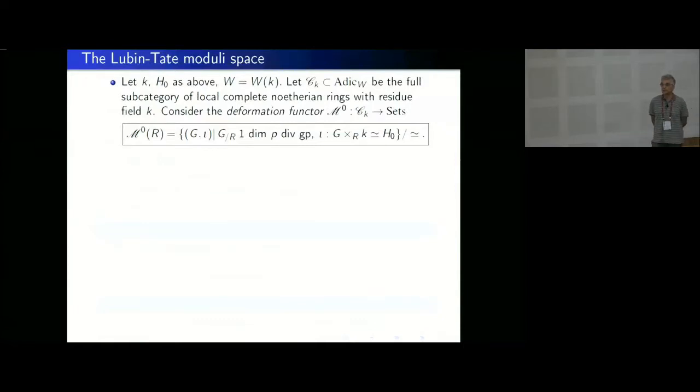So now I thought I would have 20 minutes. I have 15 minutes for the Lubin-Tate moduli space, but we finally come, after all this review and these basic results about liftings, to defining the first moduli problem to figure out in these lectures. So let K be algebraically closed of characteristic p. Let H_0 be this unique one-dimensional formal p-divisible group over K. Let W be the Witt vectors over K, which is just the ring of integers in the completion of the maximal unramified extension of Q_p. And consider the category, I'm following Lubin and Tate, consider the category C_K, which is the full subcategory of adic rings over W of local, complete, Noetherian rings with residue field K.